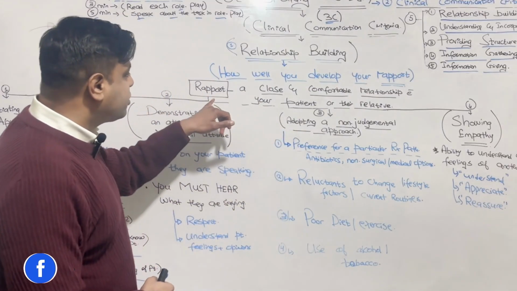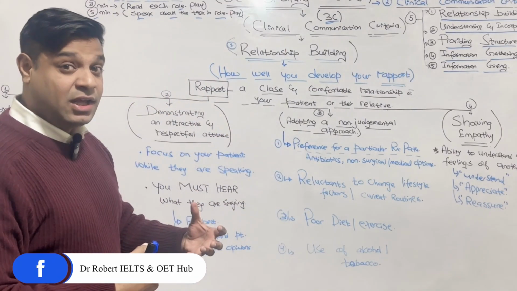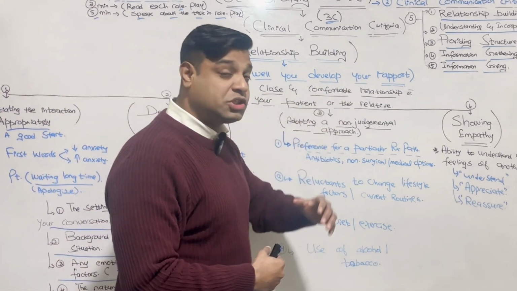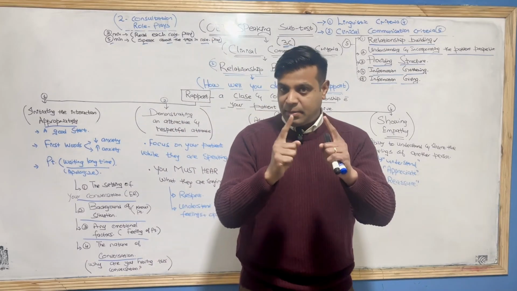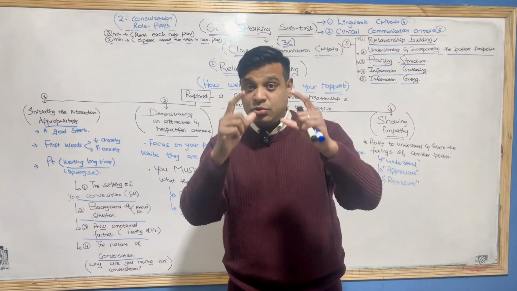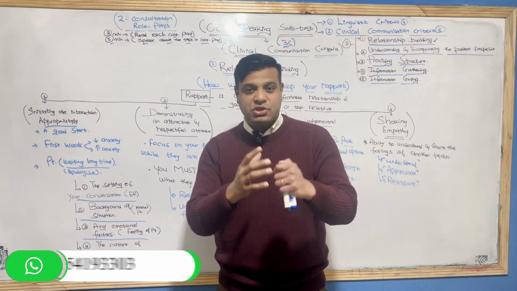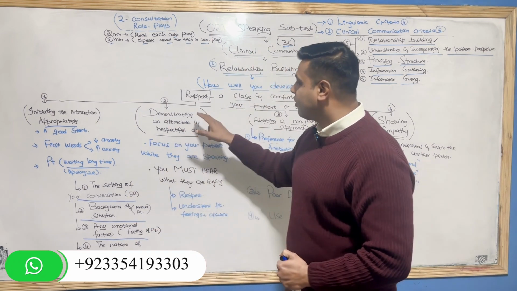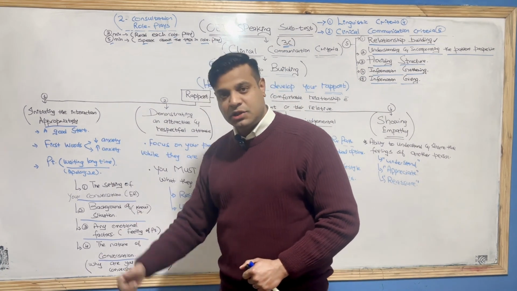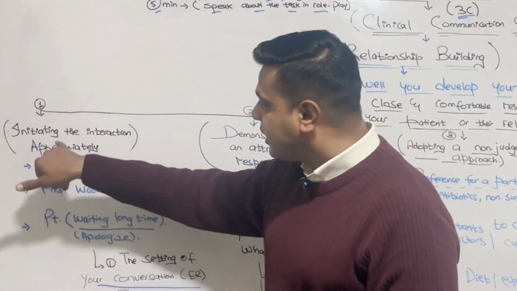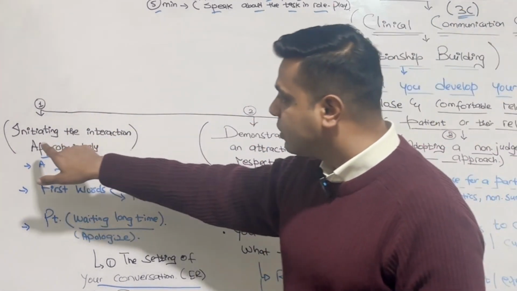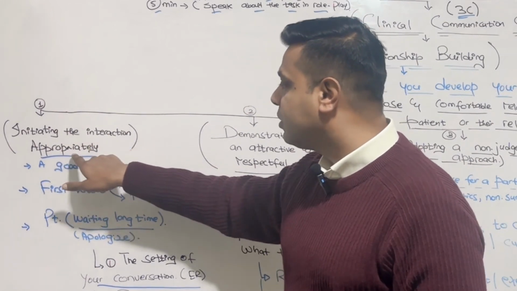Now, we need to develop the skills of having a good rapport, or a good, close and comfortable relationship with the patient. Remember, whatever I am teaching, I'm teaching you the criteria to achieve high bands, high scores in the OET speaking. Therefore, it is highly recommended for everyone to pay attention to every word you are learning in this video. Now, the first thing to have good relationship building is initiating the interaction appropriately.